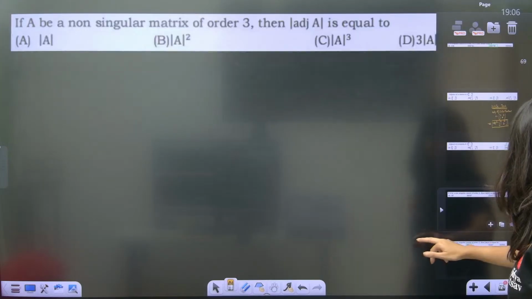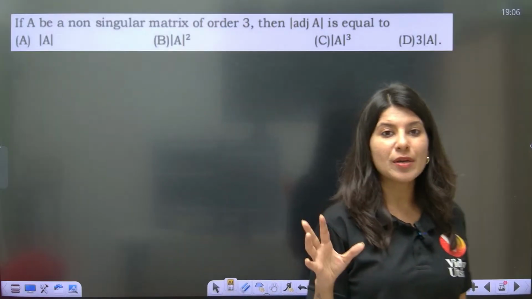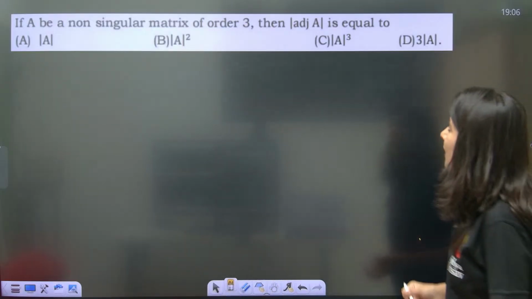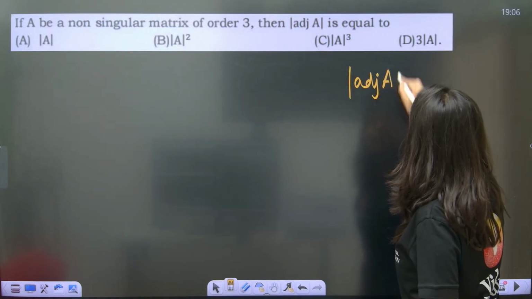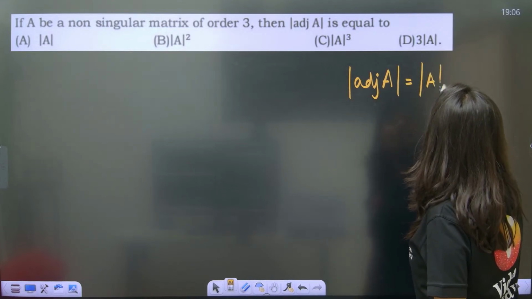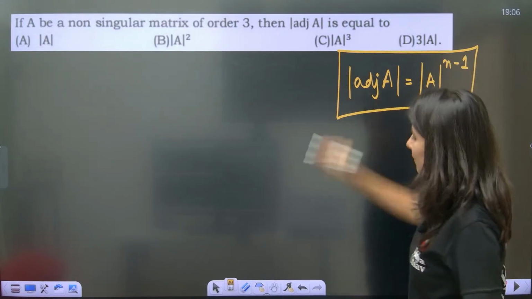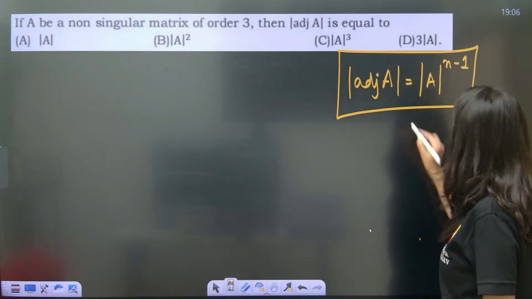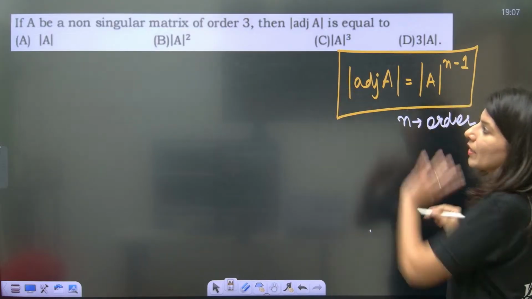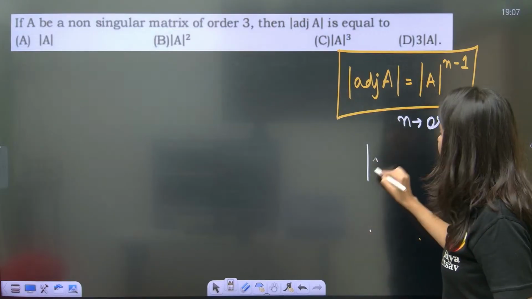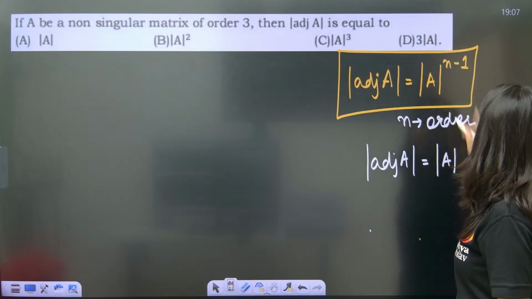Okay, all right. Now we are having this question. Property time. I don't know how many of you remember this property, but let me tell you, determinant of adjoint of A is nothing but determinant A power n minus 1. This is the property, and I don't want to tell you again that n is nothing but the order of the matrix. In this question, the order is 3. So for a 3 cross 3 matrix, 3 minus 1 is 2.